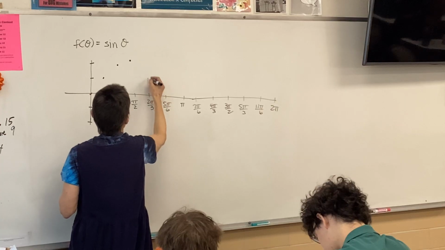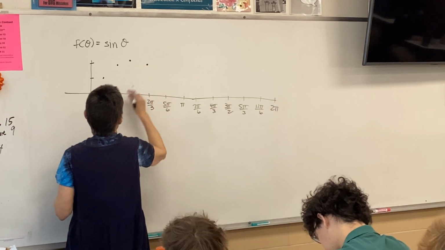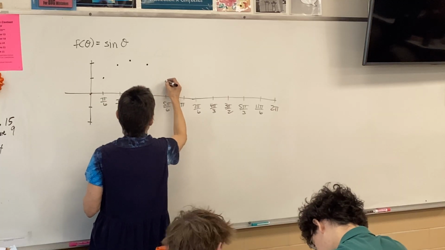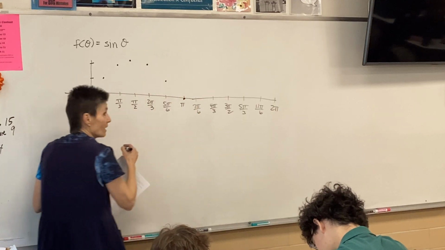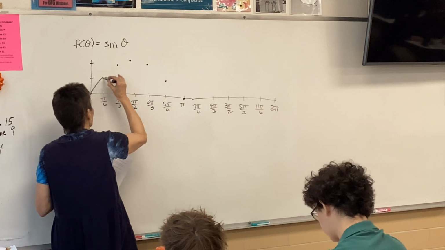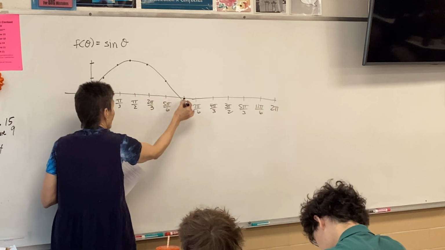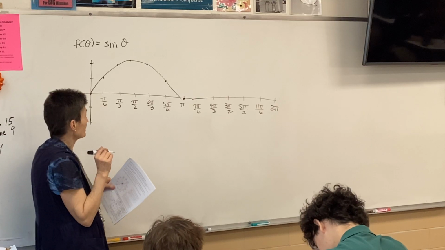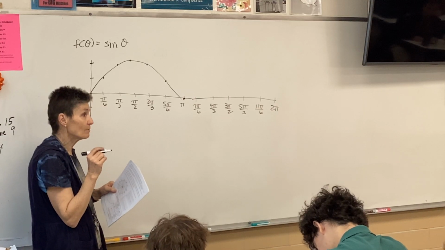And then 2 pi over 3 is the same as pi over 3. And 5 pi over 6 is the same as pi over 6. And then pi, we're back down. So there is yours looks better than mine because you've got actual spacing, correct? But there is your first half.